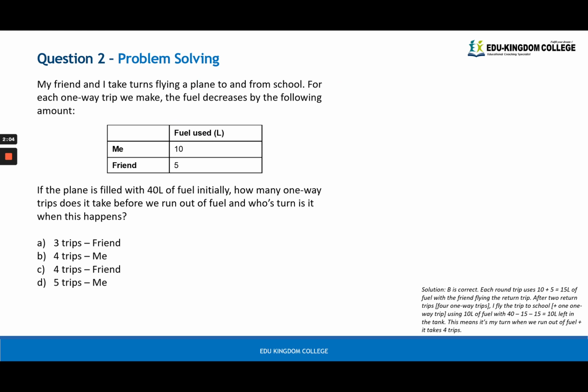Okay, question 2. So we have some people. We have me and my friend, or my friend and I, we're taking turns flying a plane to and from school. Each one-way trip we make, the fuel decreases by the following amount. So we start with 40 litres and we want to see how many one-way trips we can take before we run out of fuel and whose turn is it when this happens. You have to realize that me and my friend, either way added together is 15 litres, okay? So back and forth will be 15 litres. How many times does this 15 litres go into 40? Well, you can see that it will go twice, right?